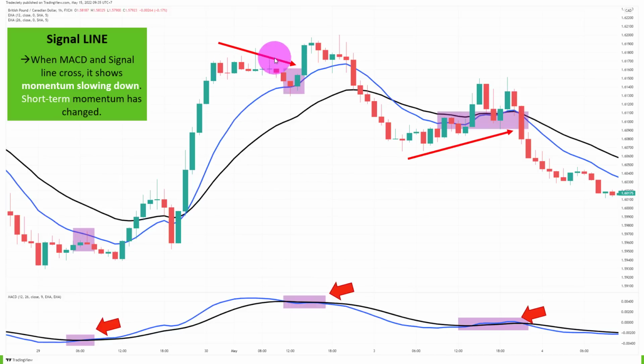It means that the momentum is changing on your charts. So we're going from an uptrend where the momentum is very strong and the price is rising very quickly to then a sideways range, and the market is consolidating and there's no more momentum. And that is what the MACD line and the signal line are telling you. The MACD line is now crossing the signal line and it shows us that momentum is dying down. It's not as strong anymore as it was in the past.